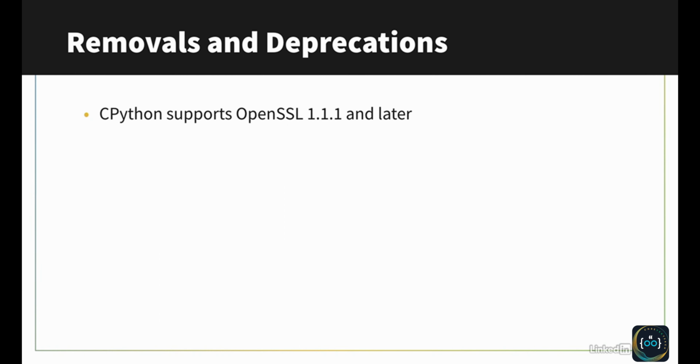CPython's standard library will now only support OpenSSL 1.1.1 LTS or newer, with all older versions being dropped. The distutils module, which is a collection of utilities for packaging and distributing Python packages, is now deprecated completely, in favour of using the setuptools or packaging modules.